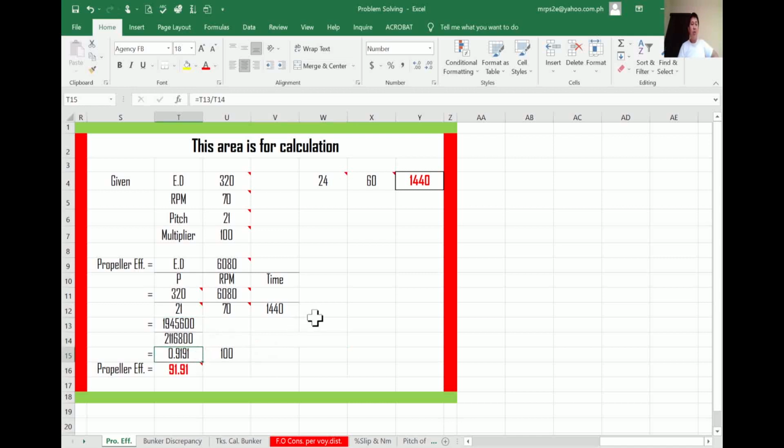This one, this will give you 0.9191. Then you have to multiply by 100 in order to get the percent. So multiply 100. Then your propeller efficiency is 91.91%. So that is how to calculate propeller efficiency of the vessel or ship using this data and using this formula.